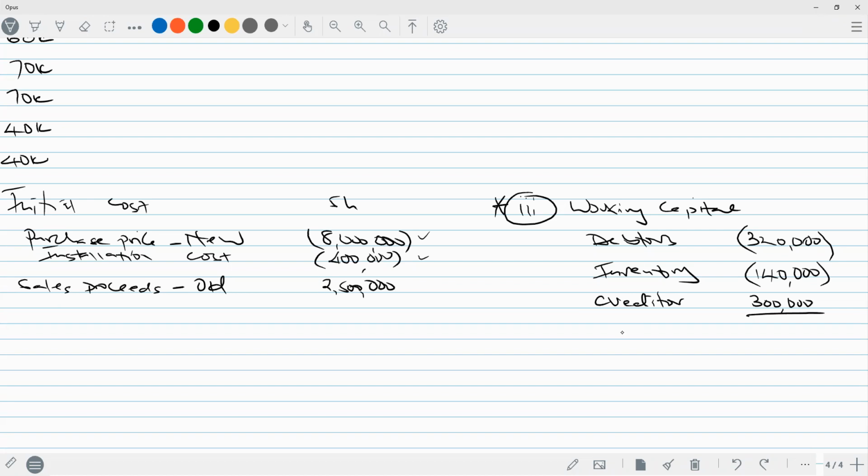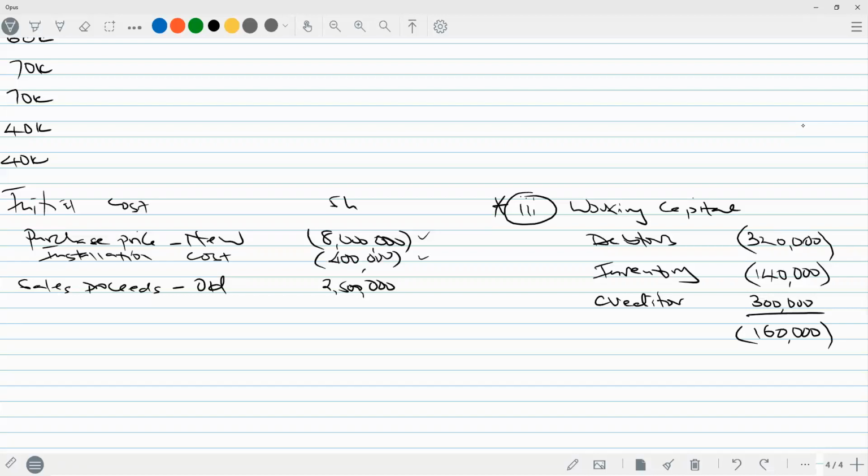Net impact, therefore, is how much? The net working capital of this company is equal to 160,000. Positive or negative? I would guess it's positive. Oh, it's negative. So negative 160,000 becomes therefore the working capital.